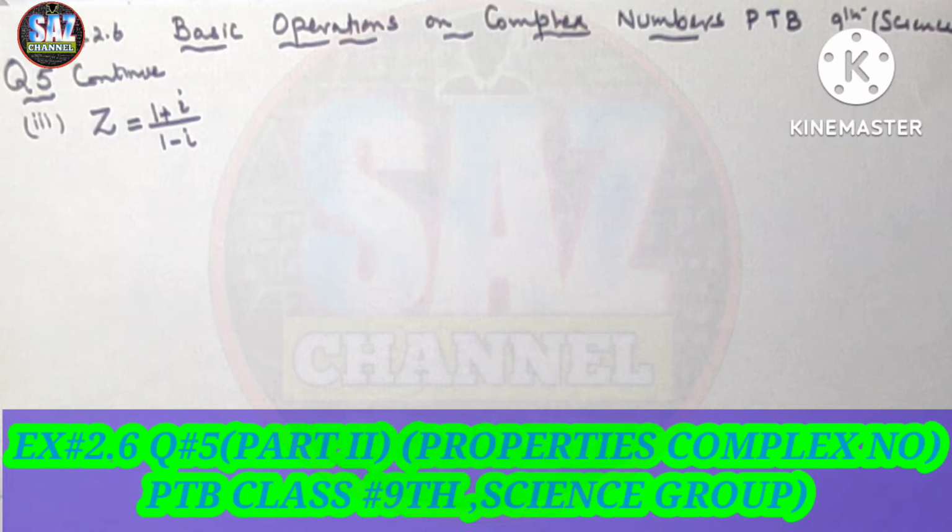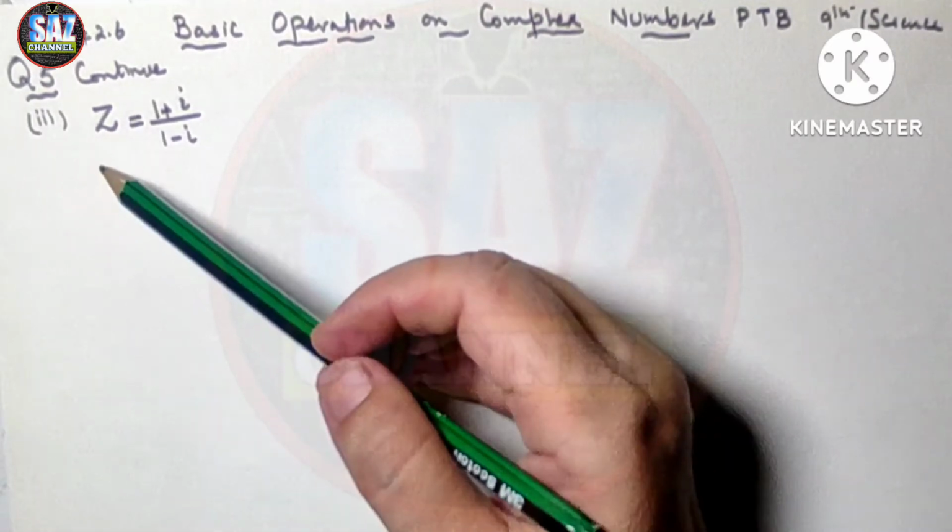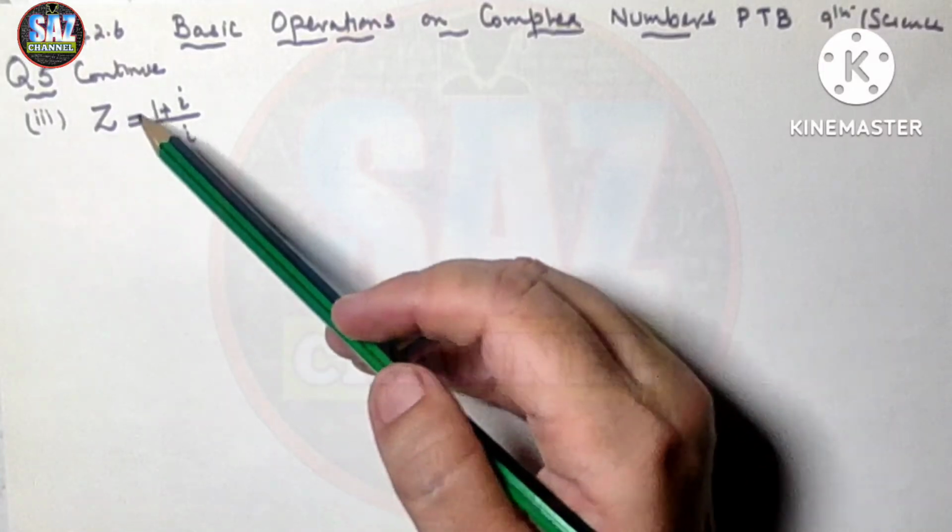This is my fifth lesson of the textbook board class 9 science group book, exercise 2.6. In this class, students, we are learning and discussing basic operations on complex numbers, and the question that we'll be discussing in this class is question number 5. It's a continuous question, and the part that we are going to discuss is the third part, that is z equals to 1 plus iota over 1 minus iota.